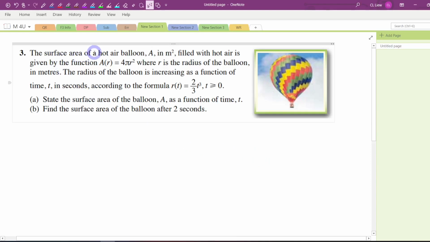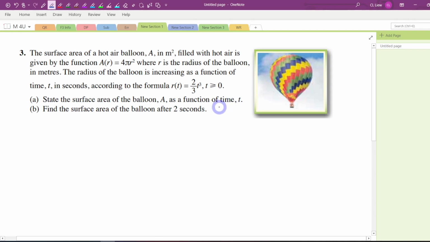The surface area of a hot air balloon A in square meters filled with hot air is given by the function A of r is equal to 4 pi r squared, where r is the radius of the balloon in meters. The radius of the balloon is increasing as a function of time t in seconds according to the formula r of t is equal to 2 over 3 times t cubed, given that t is greater than or equal to 0. So for the first part, we want to state the surface area of the balloon A as a function of time t. It's just like expressing A in terms of t.